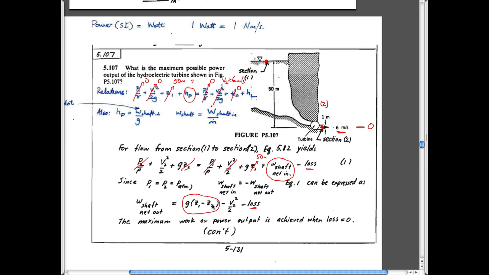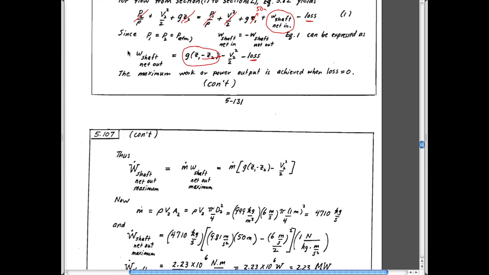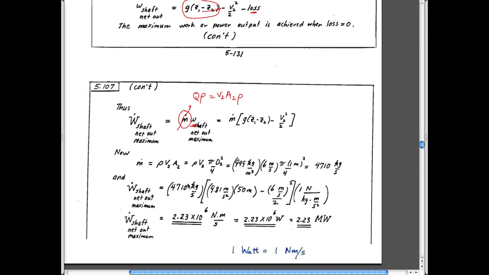This is 6 meters a second. This is 50 meters head difference in gravity. And so we can calculate the magnitude of this shaft work per unit mass flow rate. If you multiply shaft work per unit mass flow rate by mass flow rate, this is going to be volumetric flow rate times density, which is the same as the velocity at 2 times the area at 2 times the density. And if you do that, you end up with the power out of it. Just have to keep your units straight and realize that a watt is a Newton meter per second, and you end up with a couple of megawatts coming up, okay, if there's no losses.